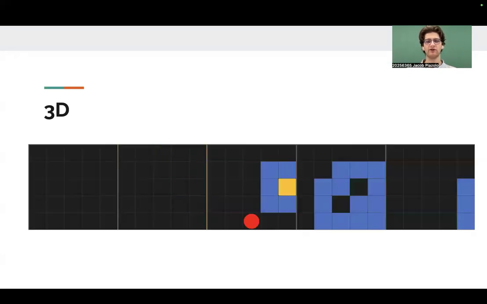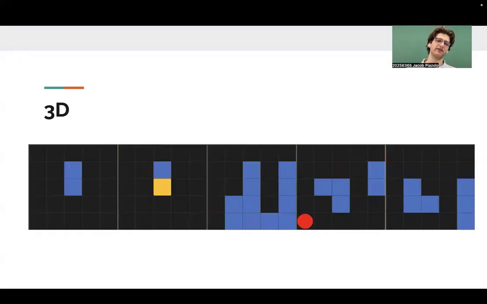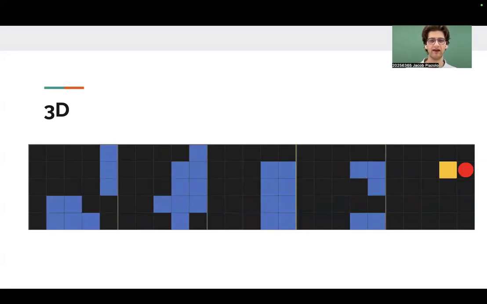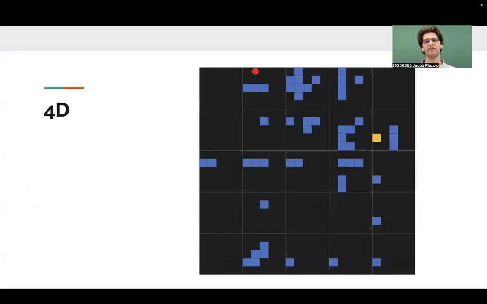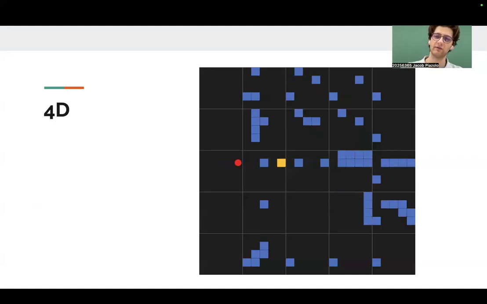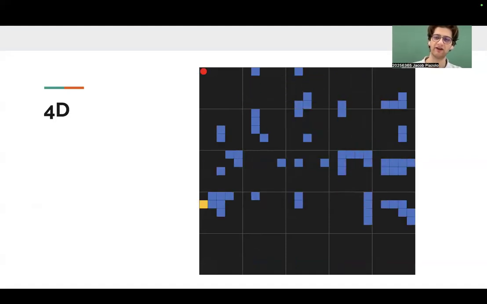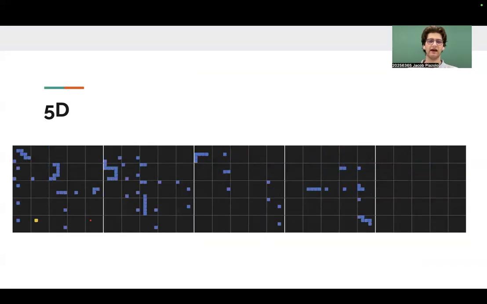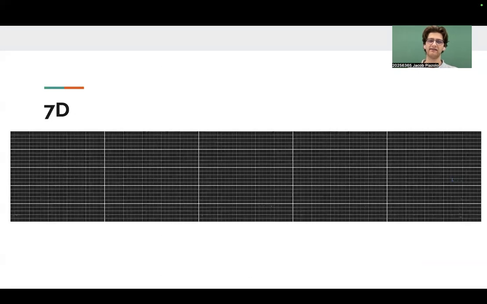So we can increase the dimensions where the snake moves. In the third dimension, by jumping between the 5x5 planes, it's a cube. And here we have 4 dimensions. Here we can represent this by moving in the y direction between the 5x5 grids. In 5D, we move between the 25x25 grids, and so on for 6D and 7D.